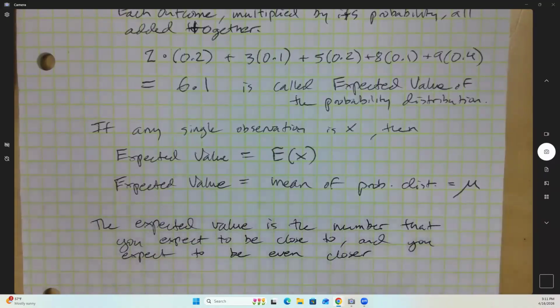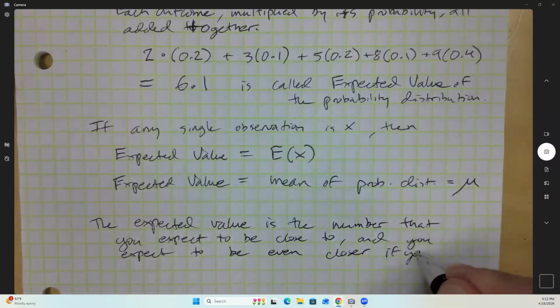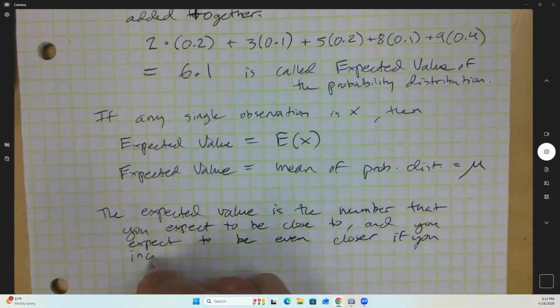and what could you do to get even closer? If I wanted to get even closer to the expected value with my sample average, what could I do? Get a larger sample, collect more data. Yep. The expected value is the number that you expect to be close to when you average, and you expect to be even closer if you increase the sample size.